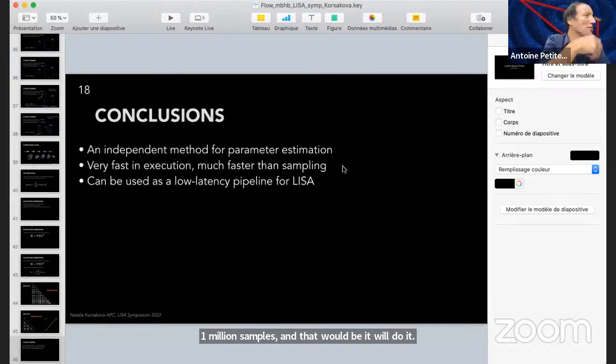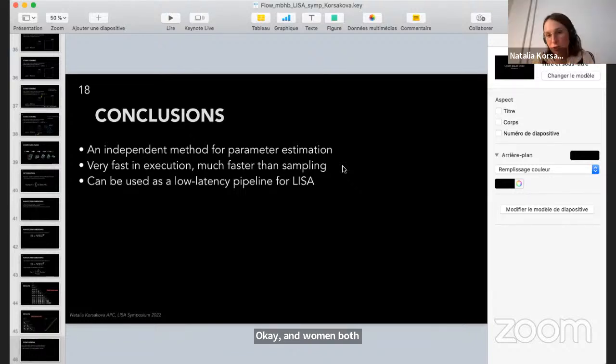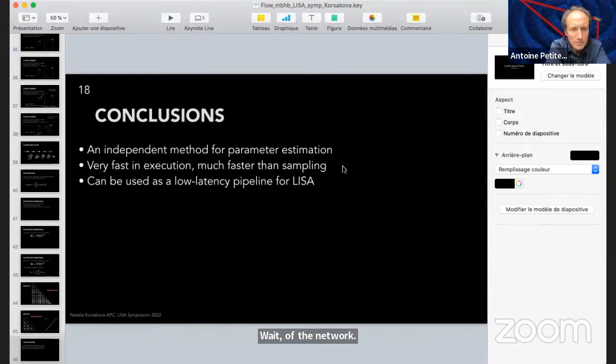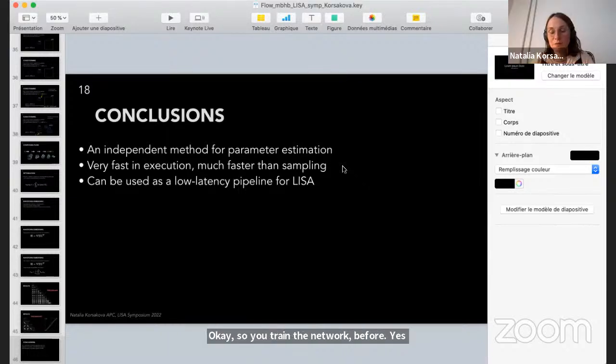Okay, so it will involve pre-trained networks. So you would distribute the software plus the estimated weights of the network. Okay, so you train the network before. Yes, you train the network before, and then you distribute it together with the parameters of this network.